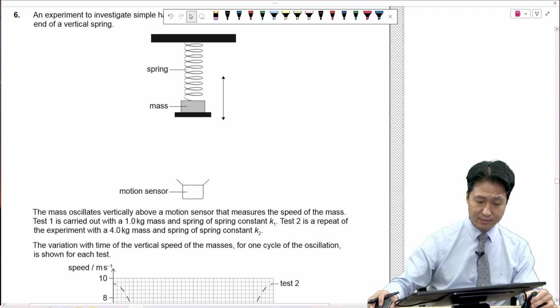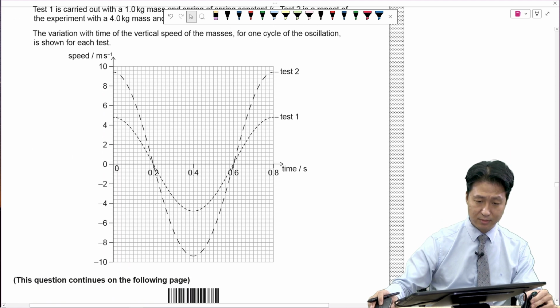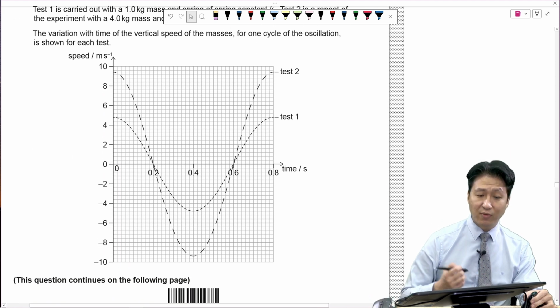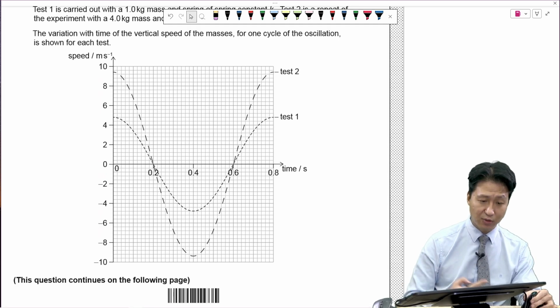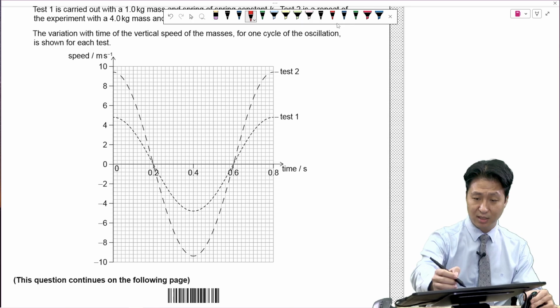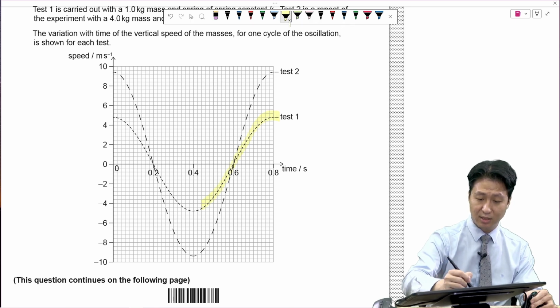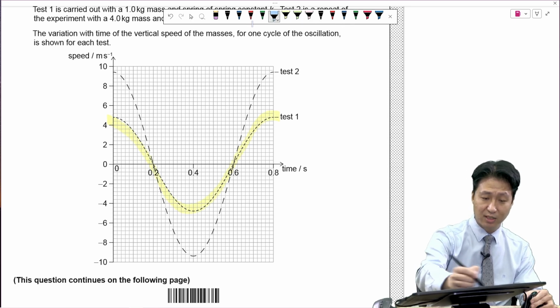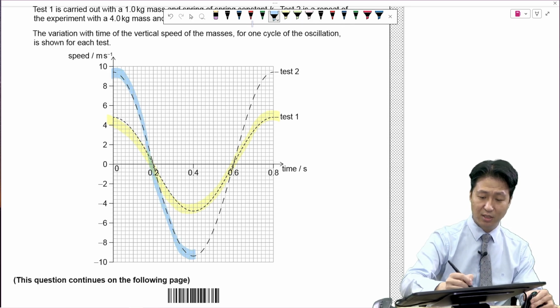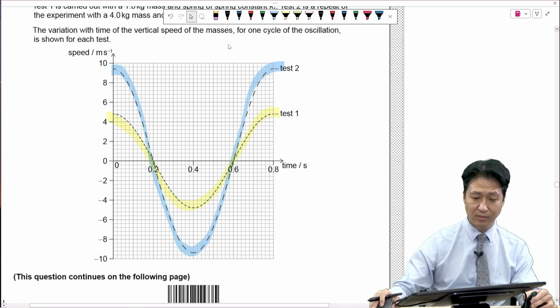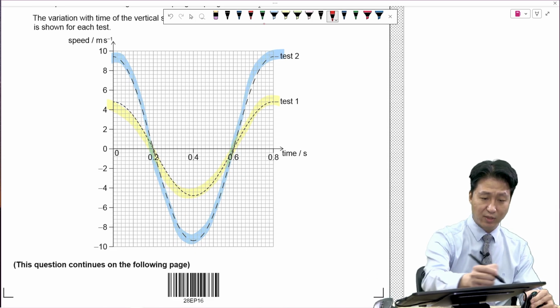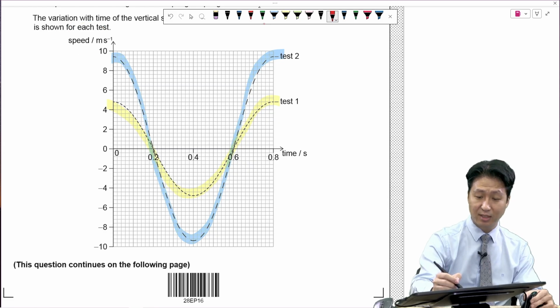So let's go down. The variation with time of the vertical speed of the masses for one cycle of oscillation is shown for each test. So you have test 1 and this short dotted line, and test 2 and the other longer stroke dotted line. Speed is in the y-axis in meters per second, and time is in the x-axis.